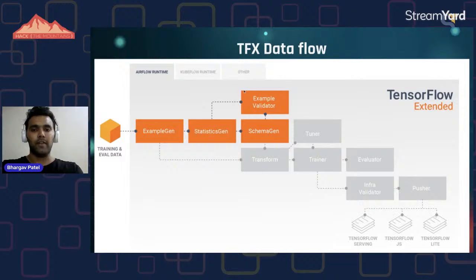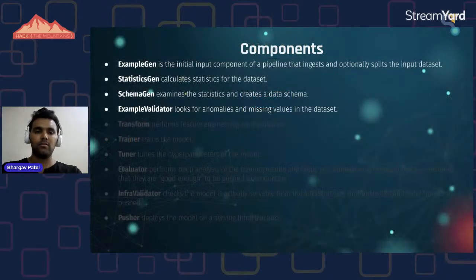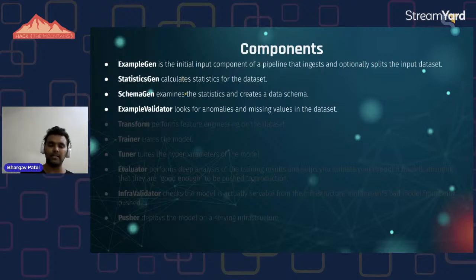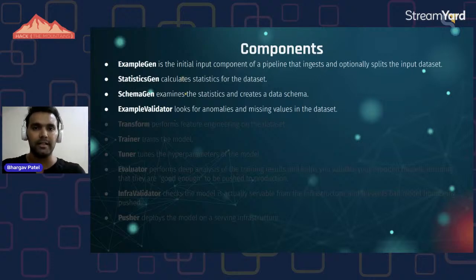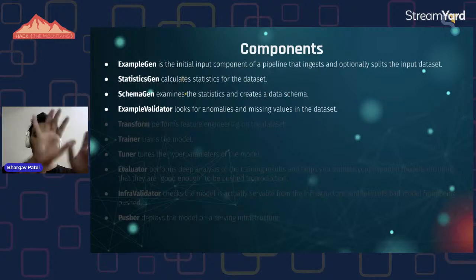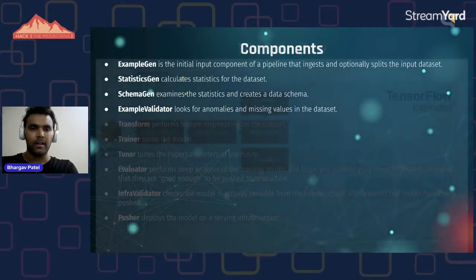And then comes ExampleValidator. ExampleValidator is an amazing component of TFX which looks for anomalies and missing values in the data set. When I say anomalies, they are generally outliers. There are multiple ways to detect outliers in your data set and to do it on your own. But if you pass it to ExampleValidator, it automatically tries to find all the anomalies present in your data set. It also looks for missing values in them, right? And if there's an anomaly, it says that these are the anomalies in your data set, and further we can modify it with the next component, right?